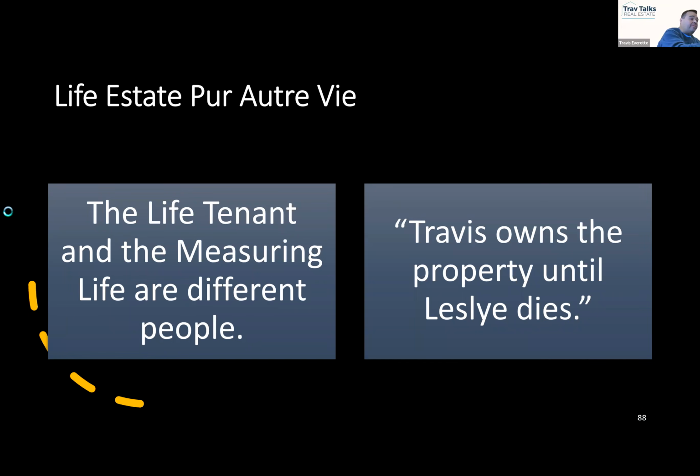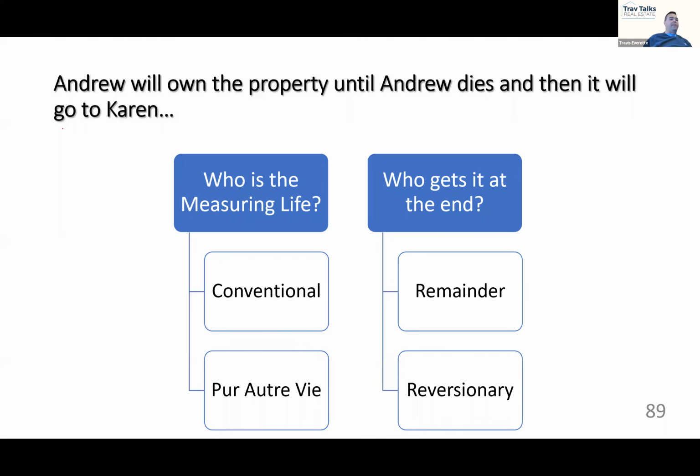That's called a life estate per autre vie. When the measuring life and the life tenant are two different people, that's called a life estate per autre vie. And again, that's just vocabulary. That's the same idea we've been talking about. It's just adding vocabulary to it. Here's what you can now do, though, using that vocabulary.